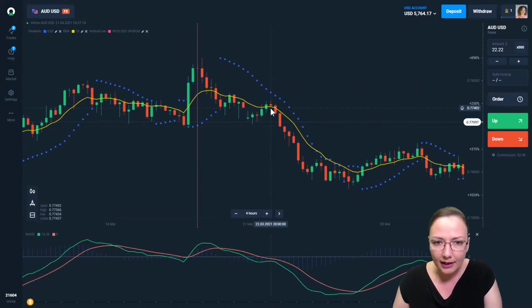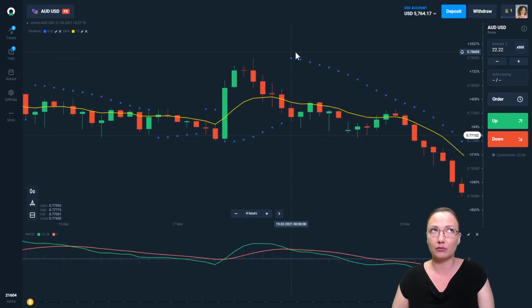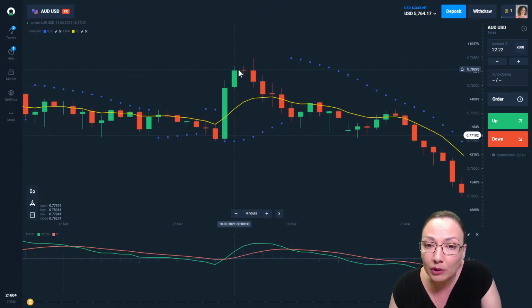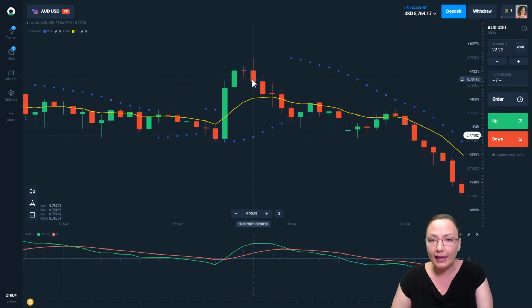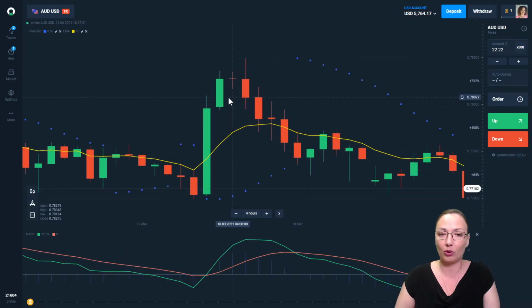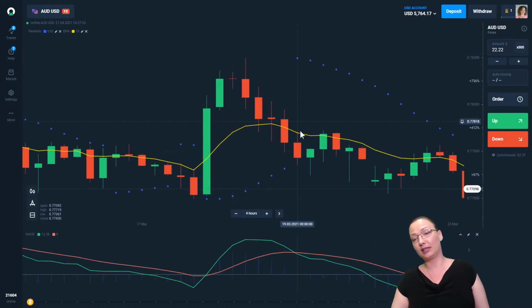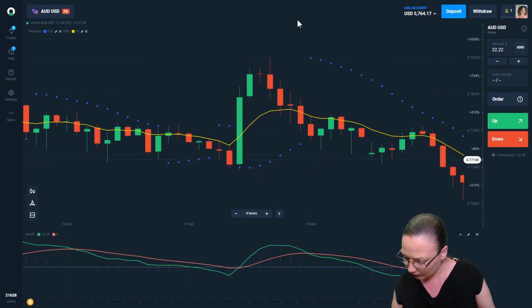And likewise, a similar scenario once again right here, another evening star to the downside. Basically, we have a bullish candle, we have a doji indecision, and then we have a red candle that closed at least within the midpoint of the first green candle, but within the first candle. And as you can see, the price did start falling. Okay, so that was my evening star examples.